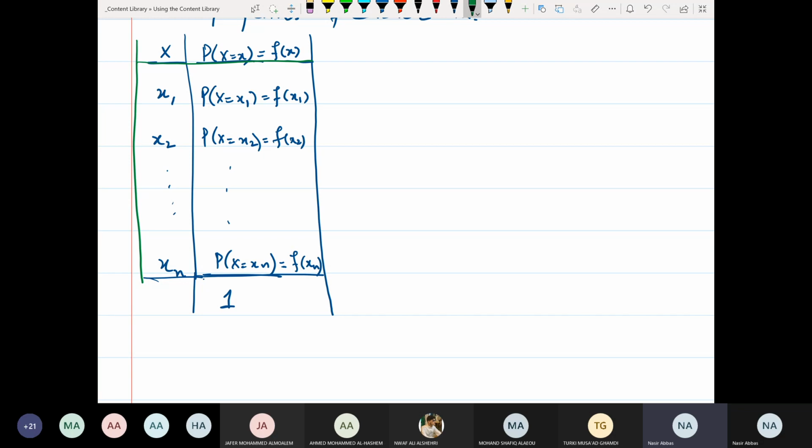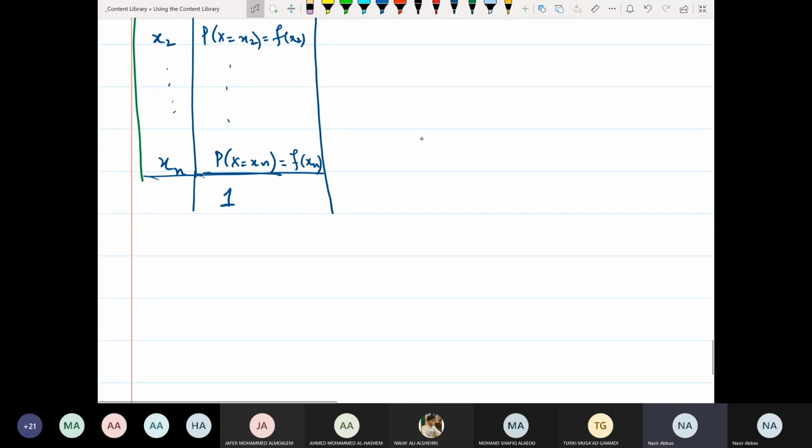Now from this table, if you are interested in probability of X at a specific point, you can just go to that row and pick the value. For example, if I'm interested in probability of X equals, let us say 7, I'll directly go to the row where X is 7 and pick the value. My answer will be f of x7 directly. That's the first use of that table.